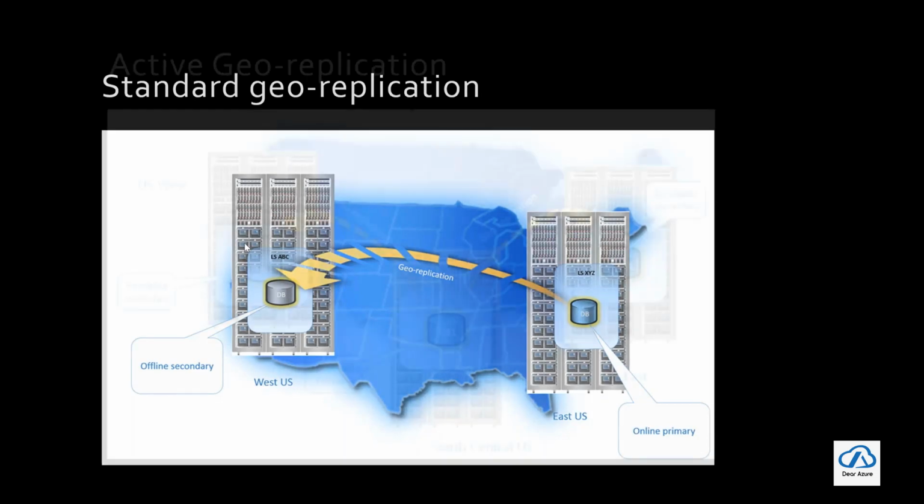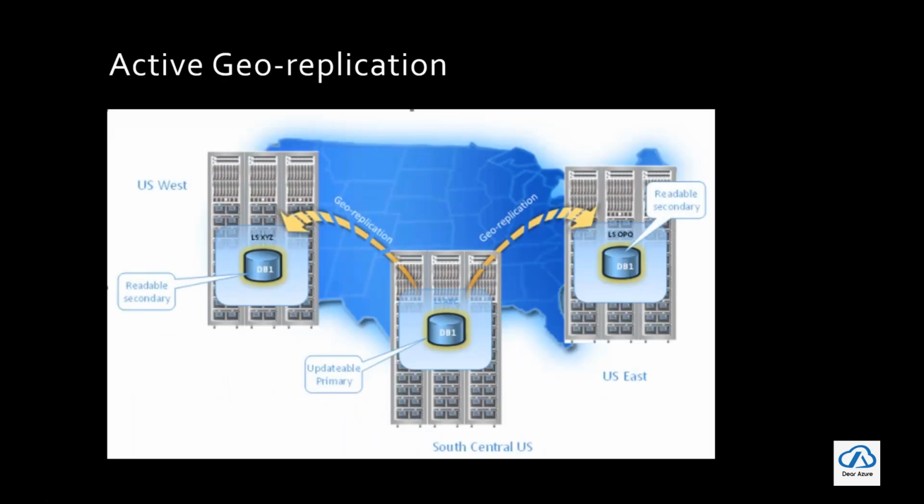Is the data sync synchronous or asynchronous? That one is async, standard geo replication. That's because we have to keep the performance fast enough, and there should be no data loss, so we keep it async. When we come to Always On, we have both modes, synchronous and asynchronous.